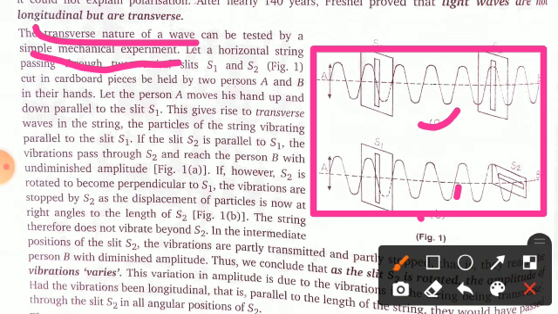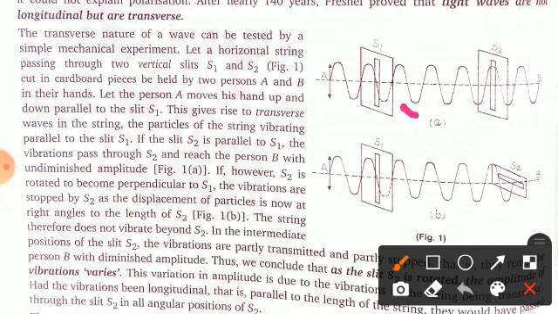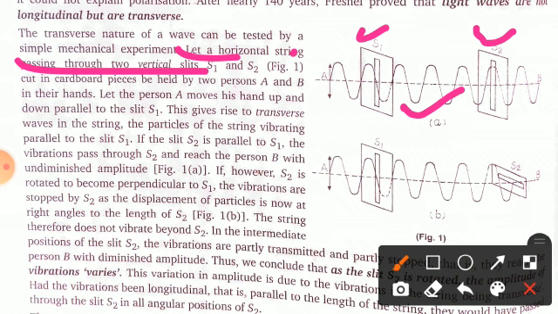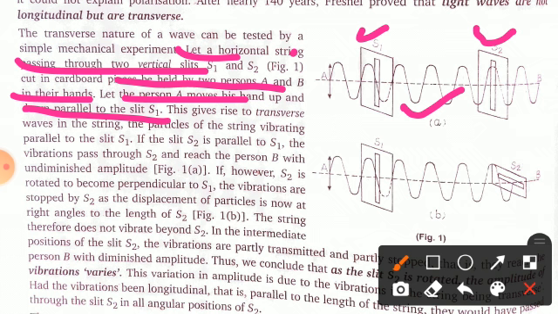Let the horizontal string pass through the two slits S1 and S2. Here you can see in figure A, this one is slit S1 and this one is slit S2. So a horizontal string is passing through the two vertical slits S1 and S2, in cardboard pieces held by two persons A and B in their hands. Now let us suppose the person A moves his hand up and down parallel to the slit S1. This gives rise to a transverse wave in the string. So the particles of the string vibrate parallel to the slit S1.